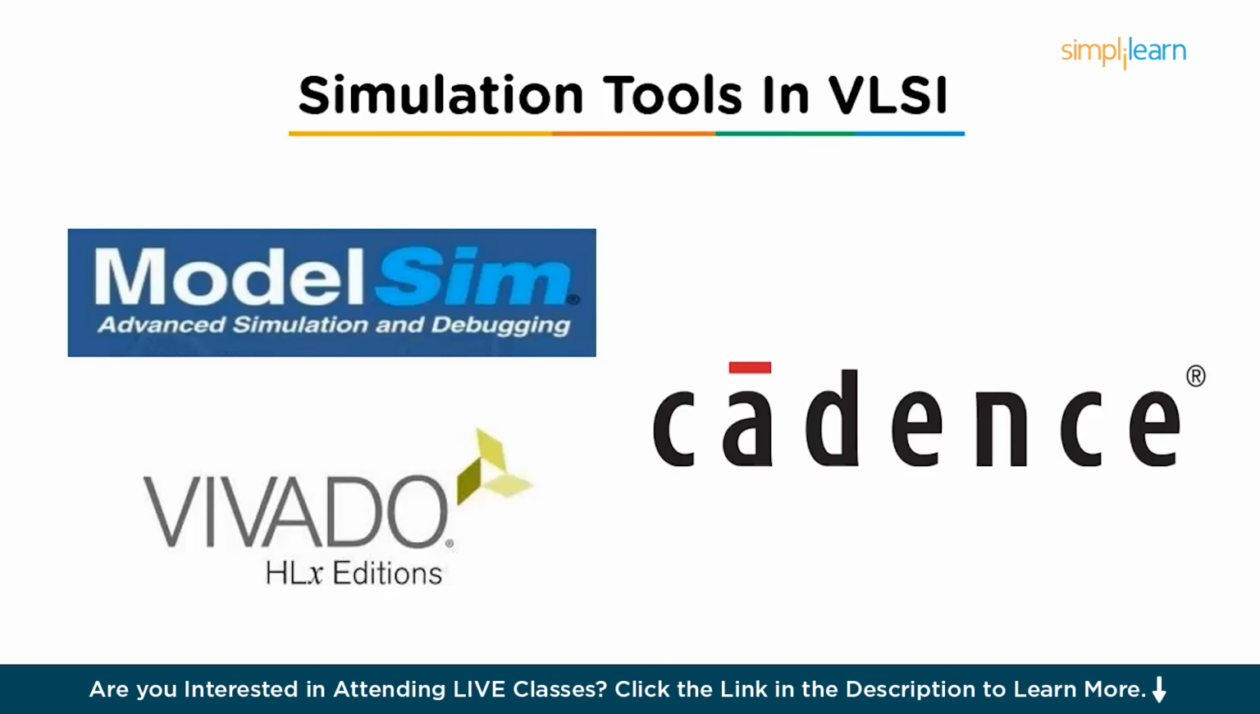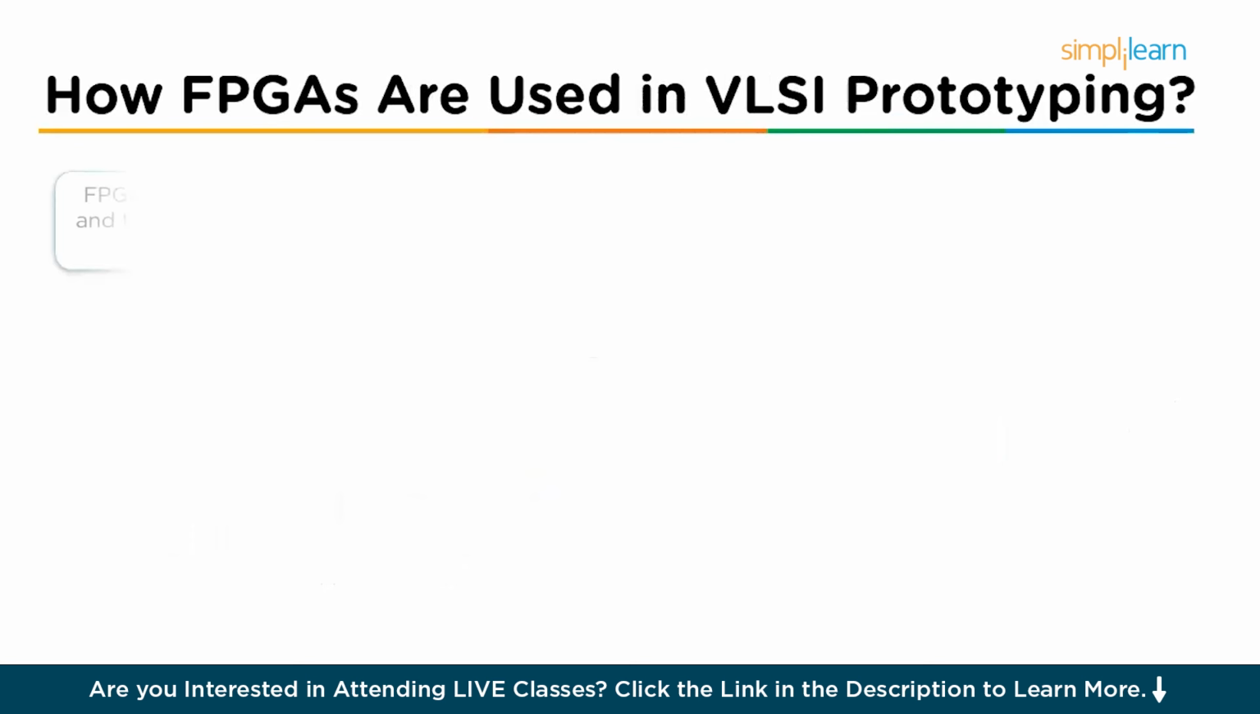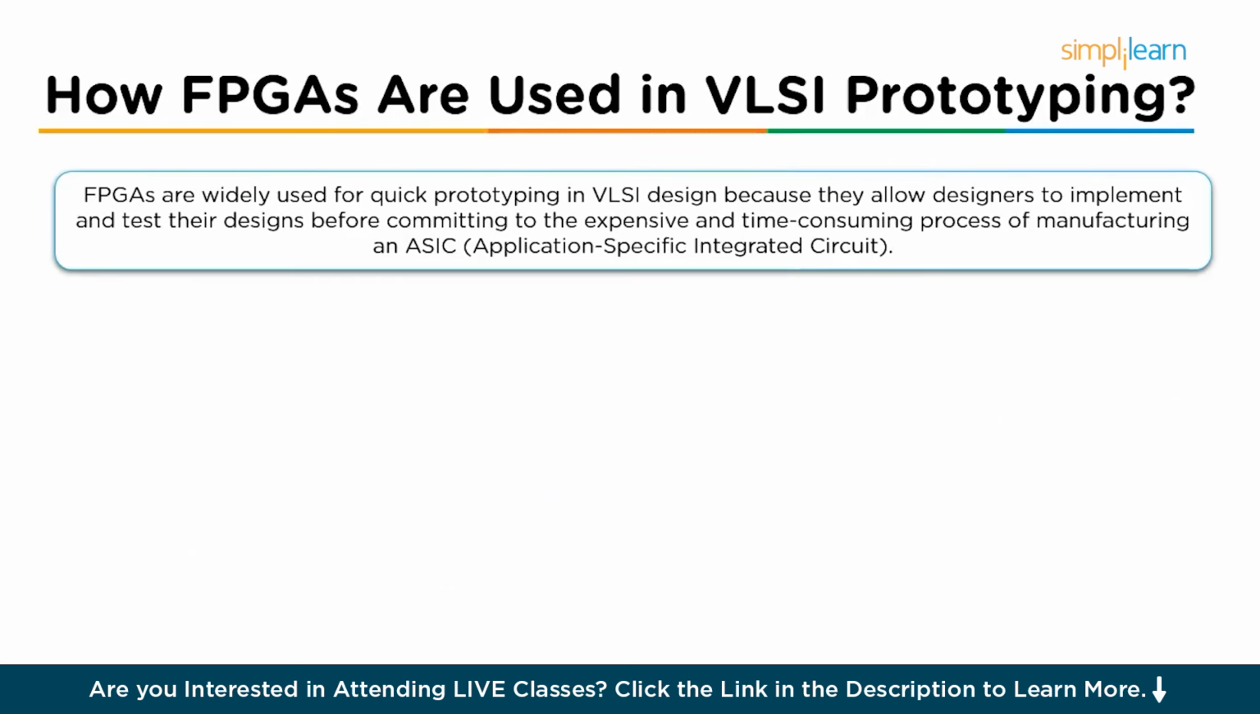Fine. So now after understanding the simulation part, let's understand what FPGAs are and how FPGAs are used in VLSI prototyping. FPGAs are widely used for quick prototyping in VLSI design because they allow designers to implement and test their design before committing to the expensive and time-consuming process of manufacturing an ASIC, application-specific integrated circuit. With an FPGA, a designer can implement the Verilog descriptions of a chip and test it in hardware, allowing early detection of issues that may not have been apparent in simulation.